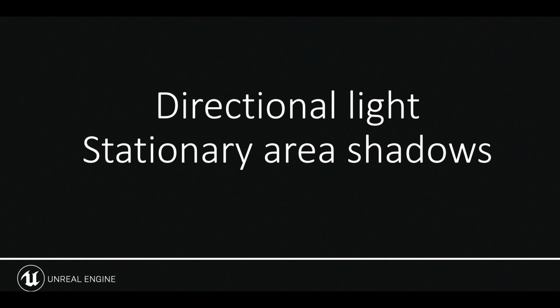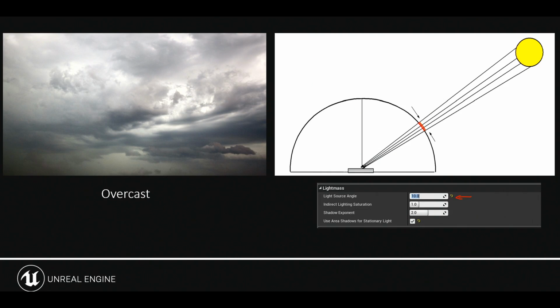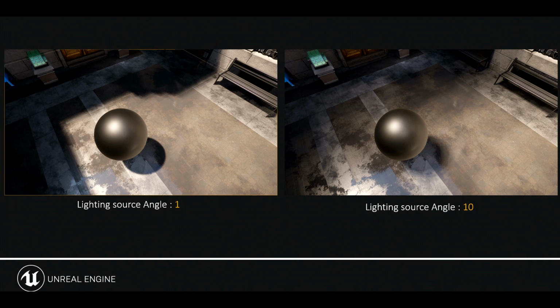Okay, directional light, stationary area shadow. What does that mean? By default, directional lights are extremely sharp. By activating the use area shadow for stationary light, what it does is bake those shadows into the light maps. What this allows is, sometimes you want to do lighting for an overcast day where the source of the lighting, the sky, is actually very broad. This is where you can change the source angle in the directional light, and you can make it up to 10. Let's look at it. For example, on the left side you have the source angle set to 1, and then the same light with a source angle set to 10 tends to broaden the shadow. It's like an overcast day.